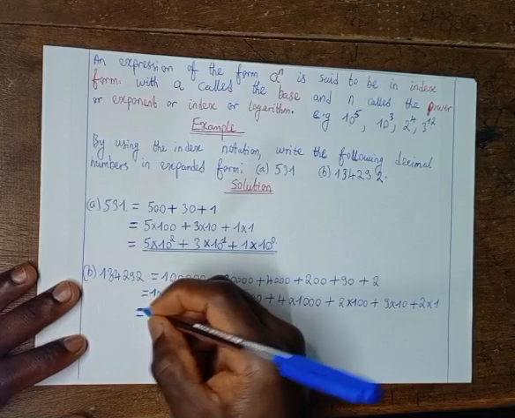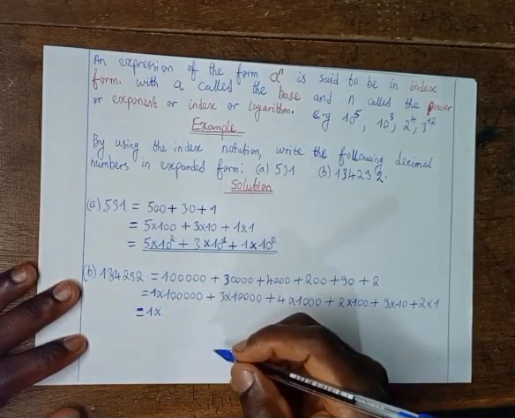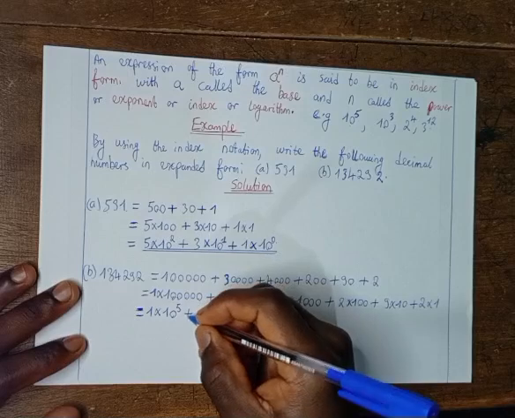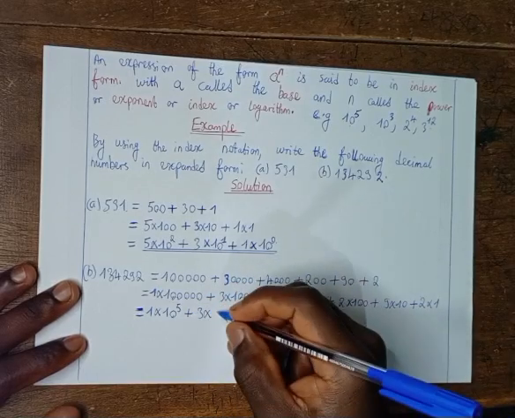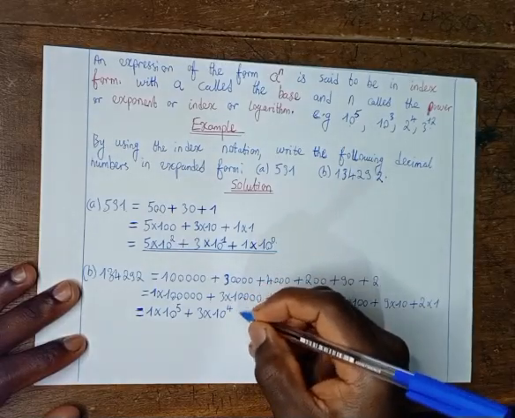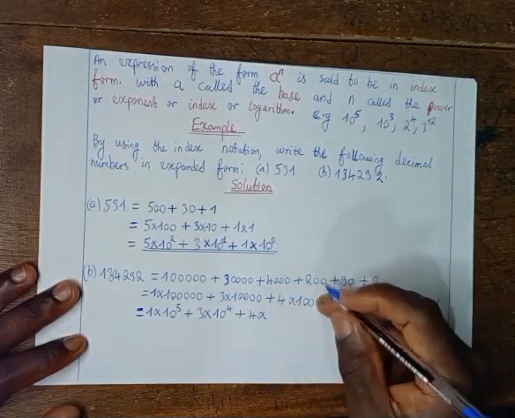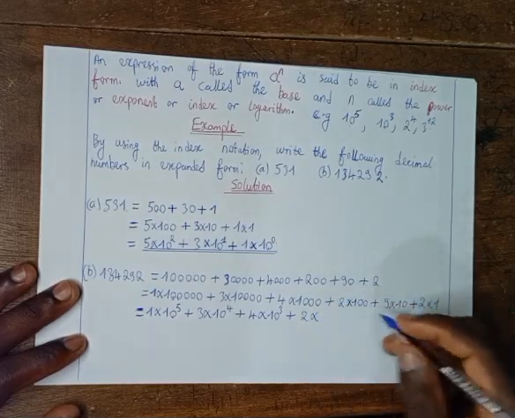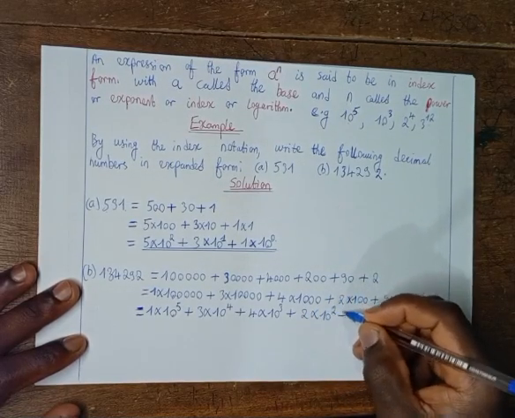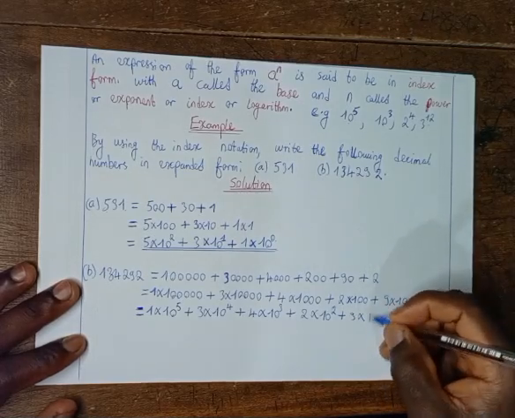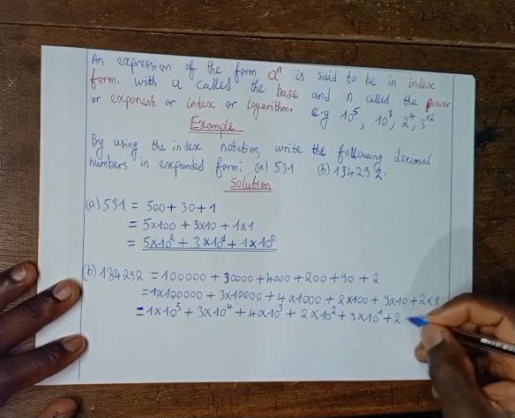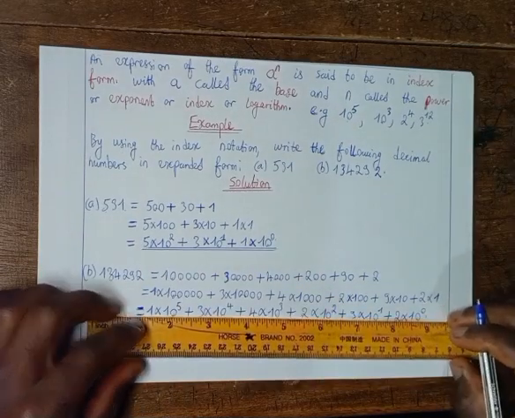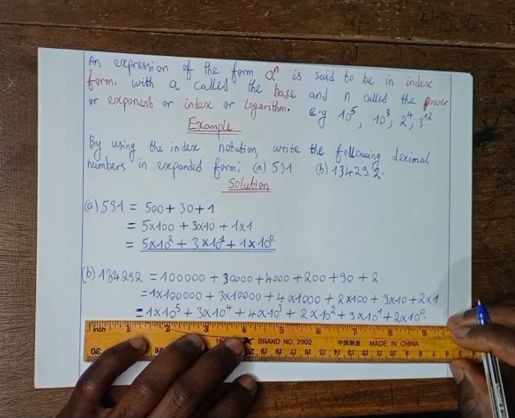This will simply be equal to, we know 100,000 in index form is simply 10 to the power 5, plus 3 times 10,000 in index form is simply 10 to the power 4, plus 4 times 1000 in index form is simply 10 to the power 3, it has 3 zeros, plus 2 times 100 in index form is simply 10 to the power 2, plus 9 times 10 in index form is simply 10 to the power 1, plus 2 times 1 in index form is simply 10 to the power 0. We are done with the solution, and this is our result.